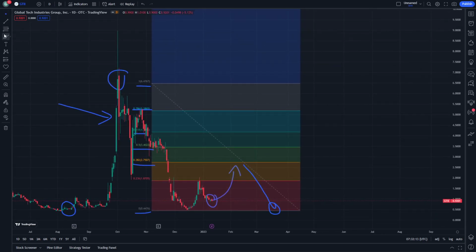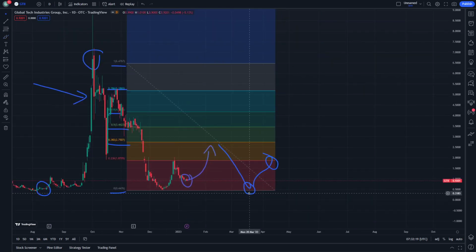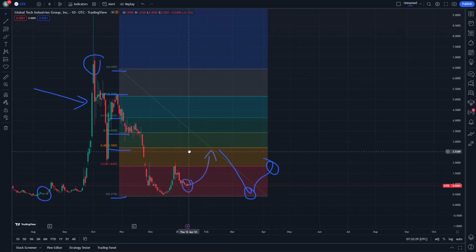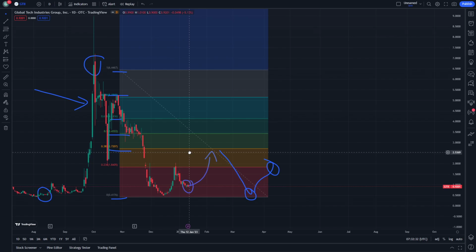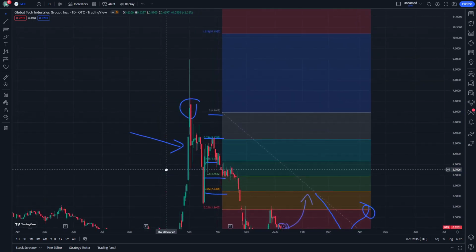Okay, so since we can go for the increase after it, it can give us an indication that the increase from 0 to 1 to the 0.236 Fibonacci level, which is the allocation of the red line, is going to be very important and play a role in making it increase to it. Okay, that is all I could explain on GTII stock.